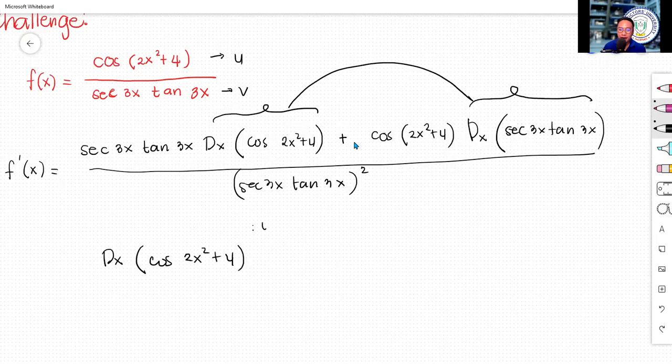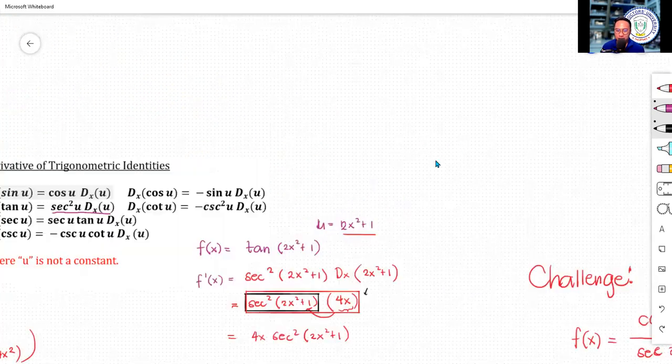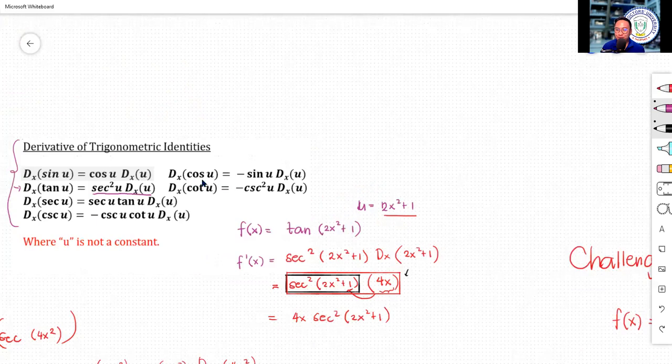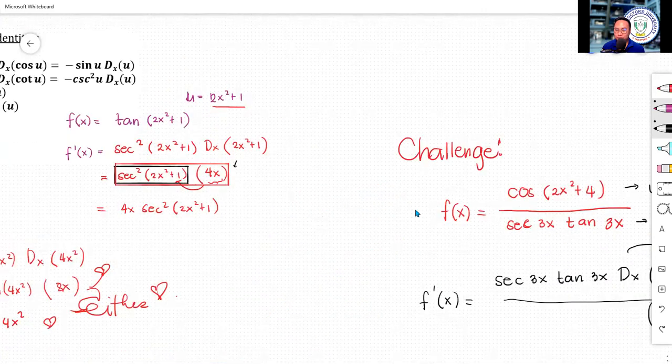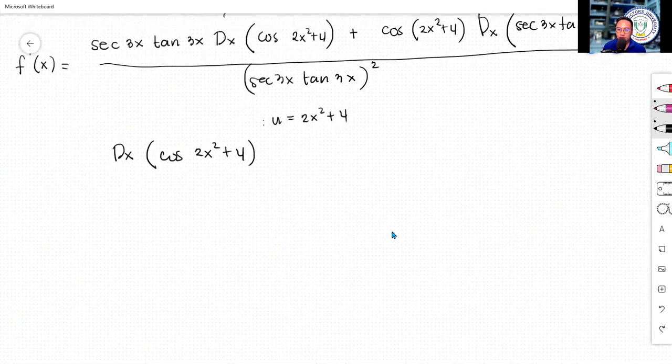Di ba itong u ani kay 2x squared plus 4 man. Tama? So ito yung formula sa derivative, let me take a screenshot ha. Excuse me, sa cosine, dira. Cosine, it's negative sine u times the derivative of u. So this is going to be equal to negative sine u, which is the 2x squared plus 4.